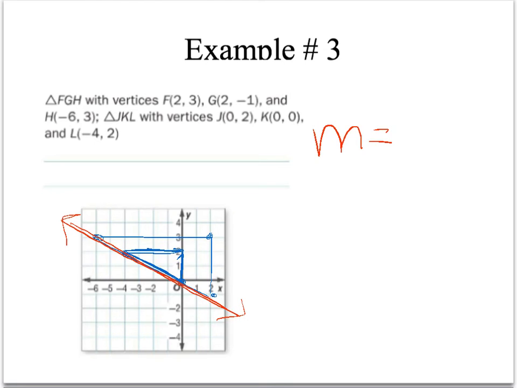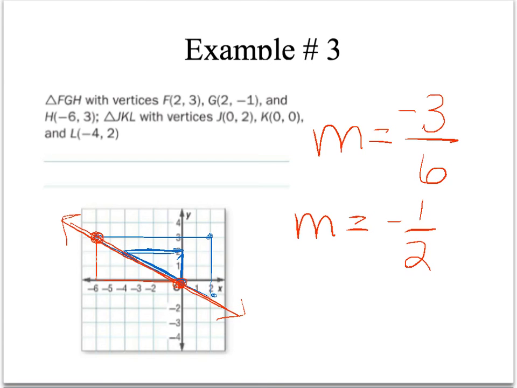And so I'm going to count downhill. I'm going to count from this point here to this point here. I'm going to count down 1, 2, 3, and over 6. So down 3 over 6, which reduces to -1 over 2. And I can do that for many other points also.